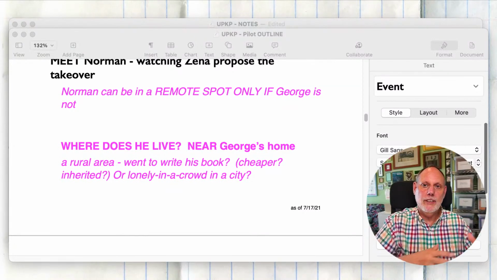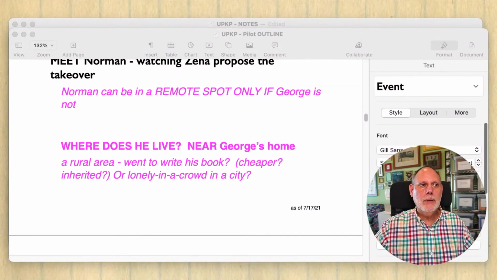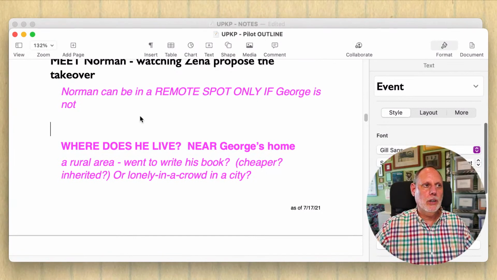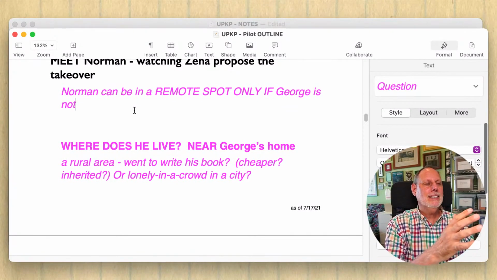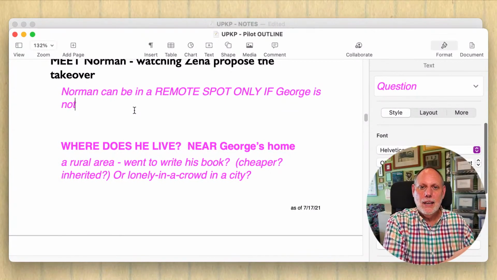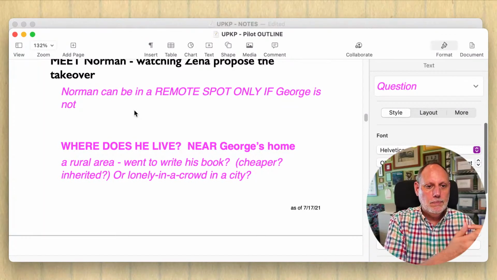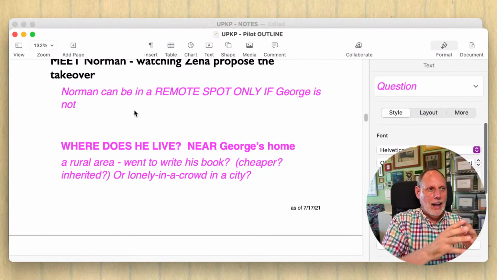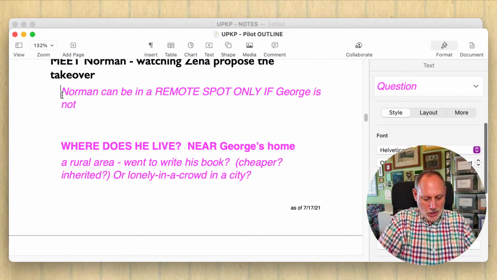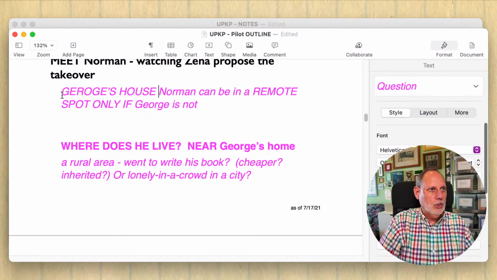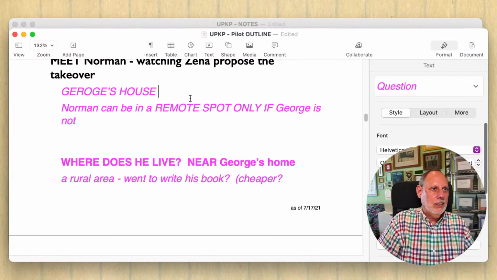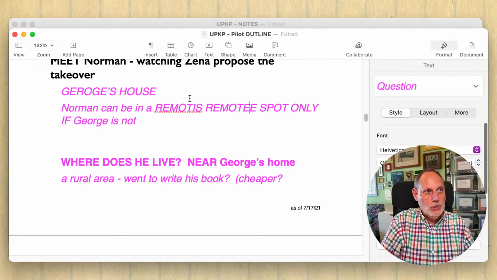should be in more of a city setting. And also it makes sense if Norman has been a wannabe journalist or has been a journalist. We're not understanding him as a loner. So I think the answer is, George's house is remote.